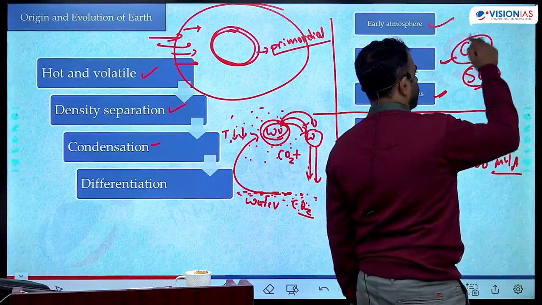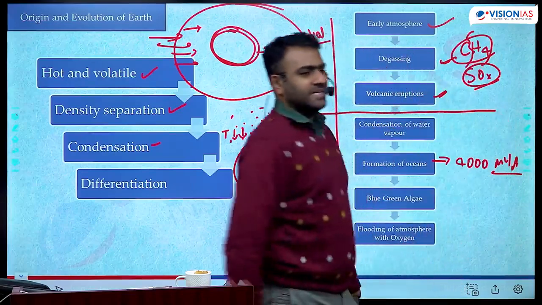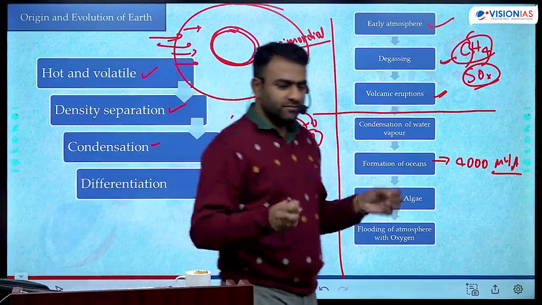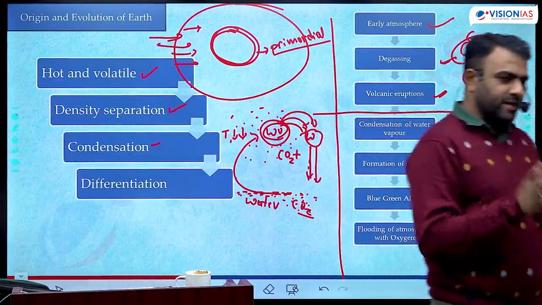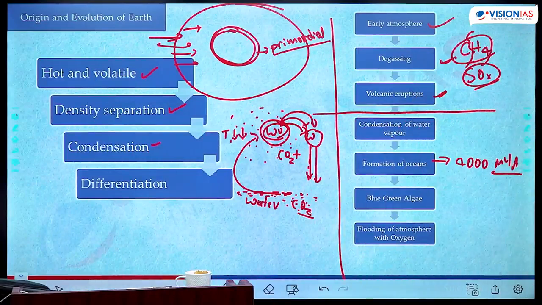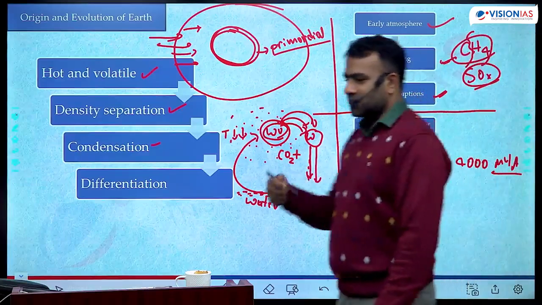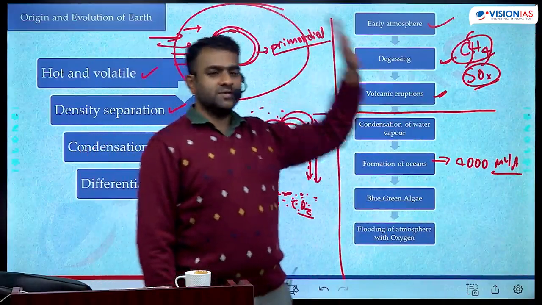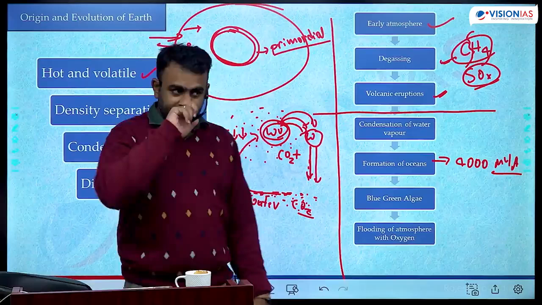Methane gets photodissociated. Photodissociation is the process through which it breaks down. When high energy radiation passes through it, it breaks down into carbon and hydrogen. Carbon merges with oxygen, forms carbon dioxide. Again, it comes down. Hydrogen being very, very light, it escapes into the outer atmosphere.